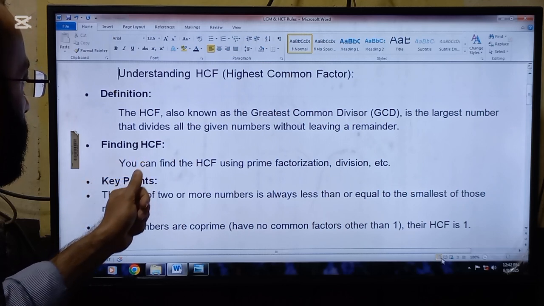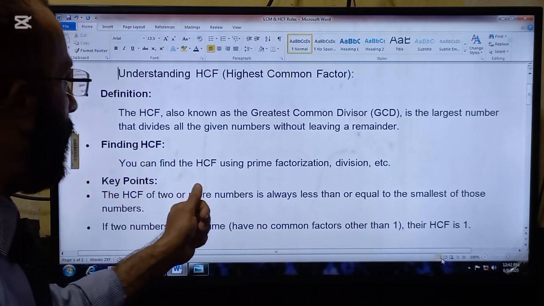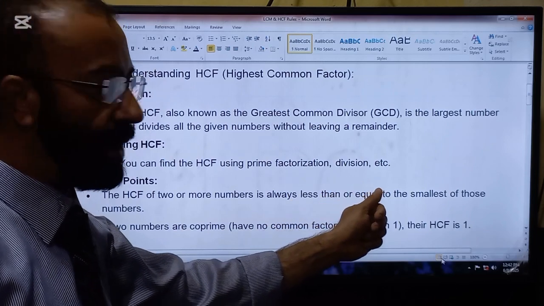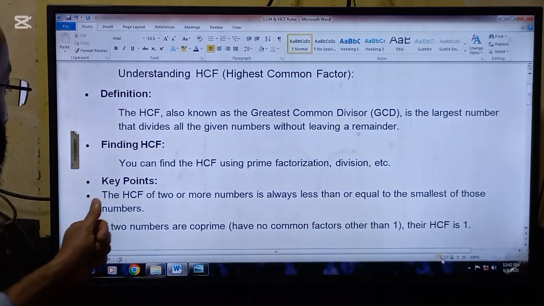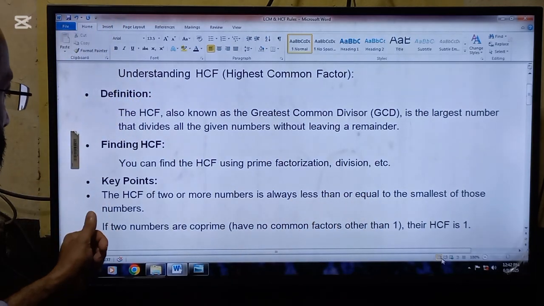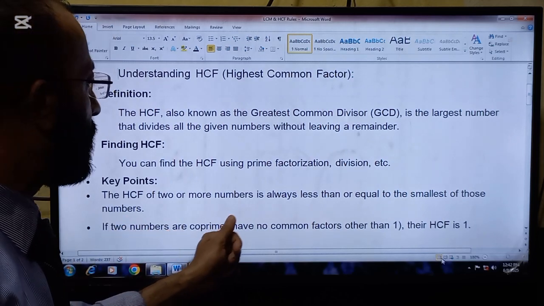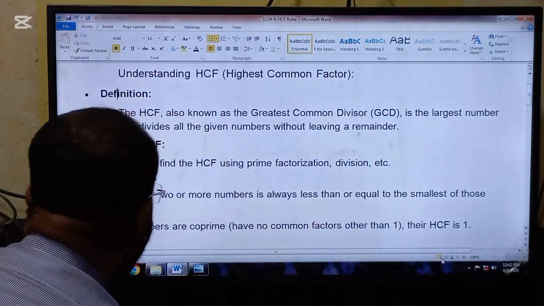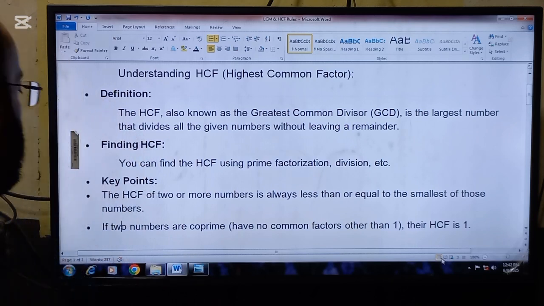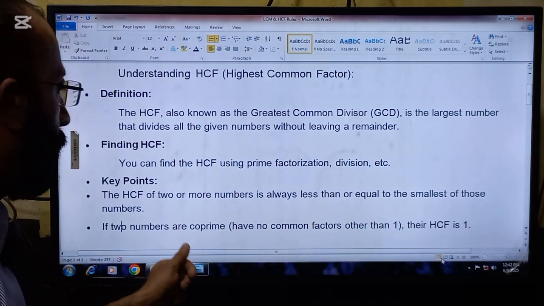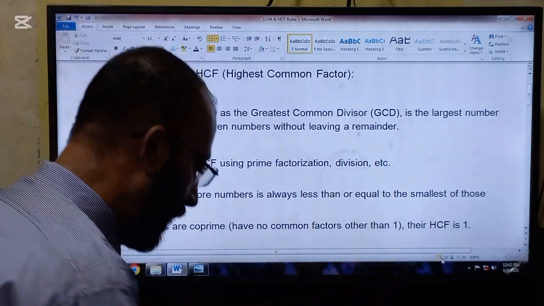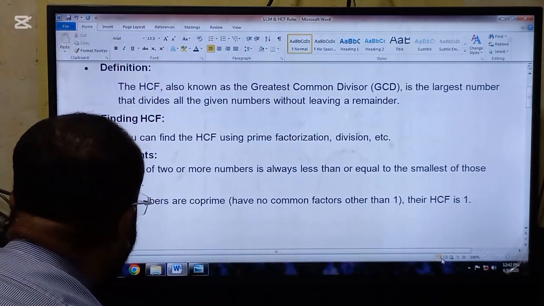Okay, finding HCF. You can find the HCF using prime factorization or the division method. Key points. The HCF of two or more numbers is always less than or equal to the smallest of those numbers. If two numbers are co-prime, have no common factor other than 1, their HCF will be 1.